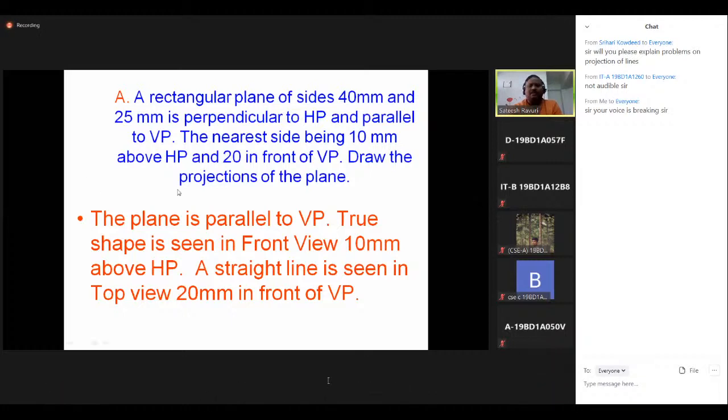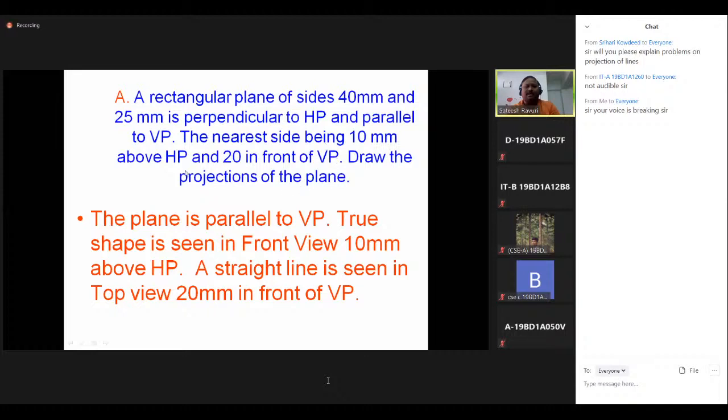Finally, we have understood what kind of shapes will come on HP and VP respectively. A line will come on HP because it is perpendicular to HP. A rectangular plane will come on VP because it is parallel to VP. Now, the nearest side is 10 mm above the HP and 20 mm in front of VP.